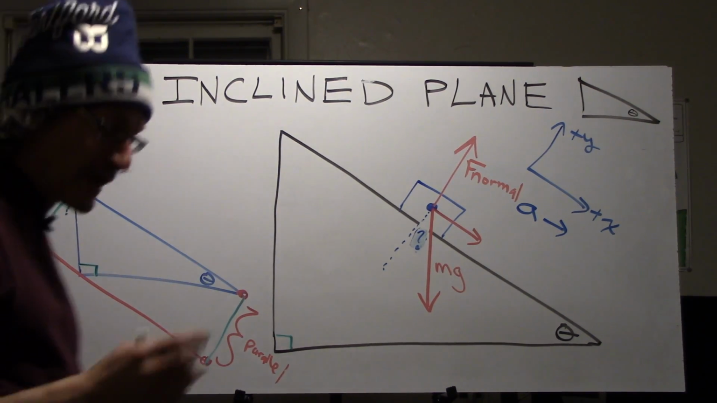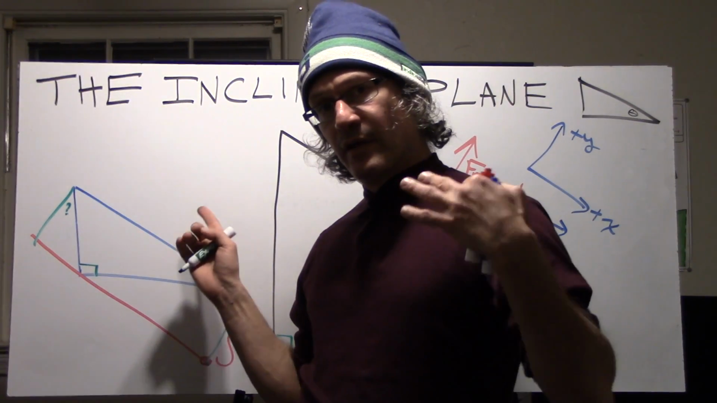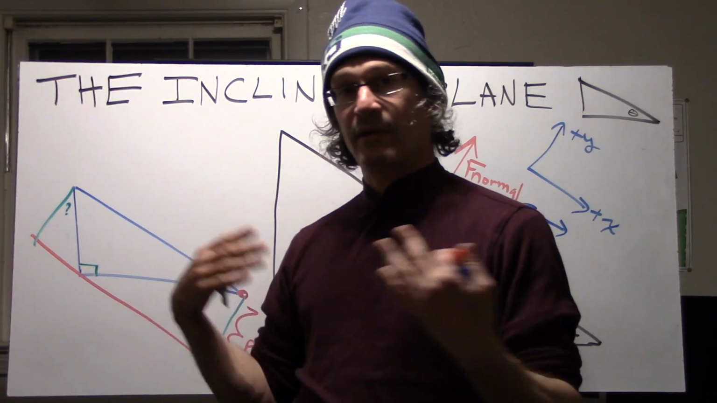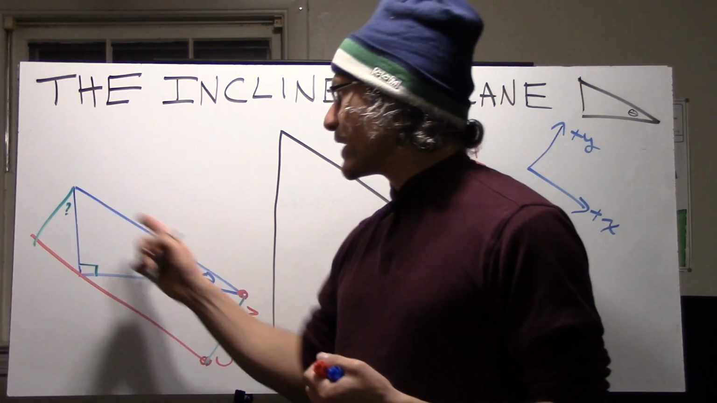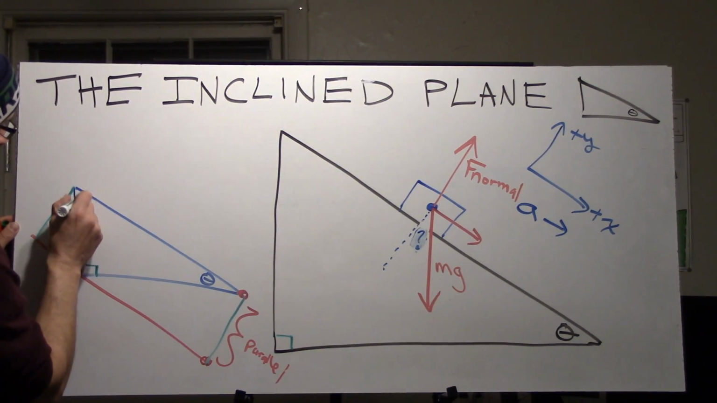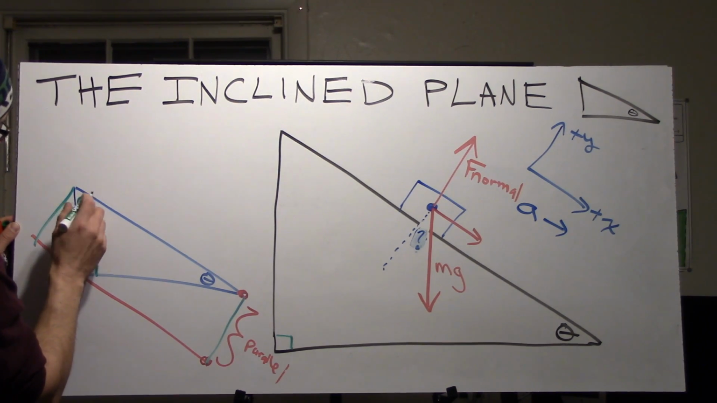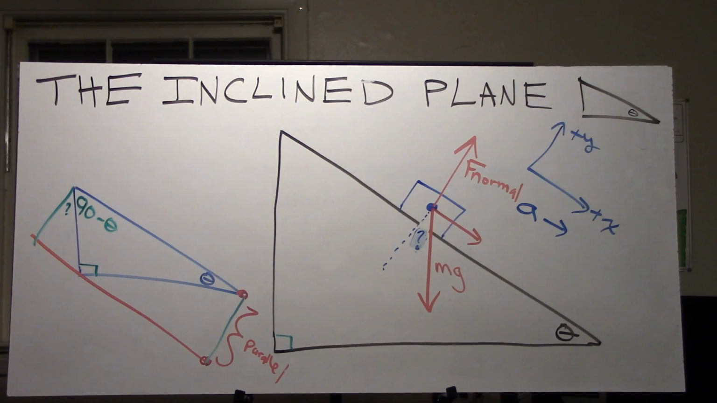And so I know that in any triangle, the sum of these angles has to be, if you want to use degrees, 180 degrees. Here's 90, here's theta, and so this must be something like 90 minus theta over here, okay?